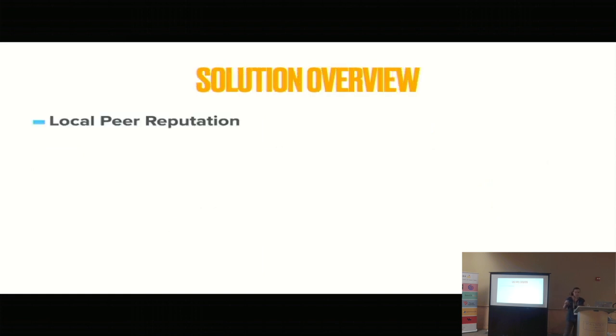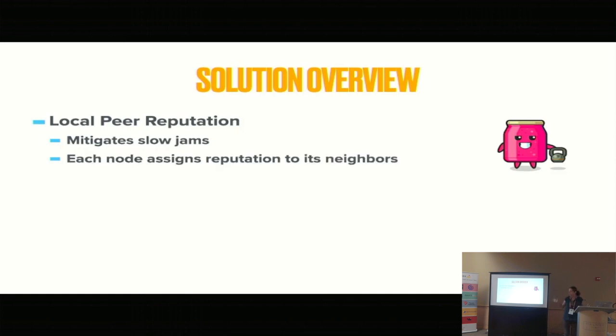Cool. So just as an overview, when we're talking about reputation, we're talking about local peer reputation. So it's the smallest kind of scope of reputation we can think about. It is aimed to stop the slow jams. And here, each node assigns reputation only to other nodes that they have a channel with. Okay, so just the neighbors. The neighbors I have a direct interaction with, I'm receiving HTLCs from them, I can observe what's going on there. And these are the nodes that I'm going to care about the reputation of.